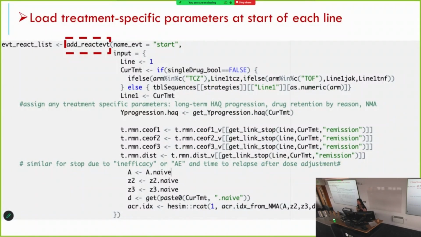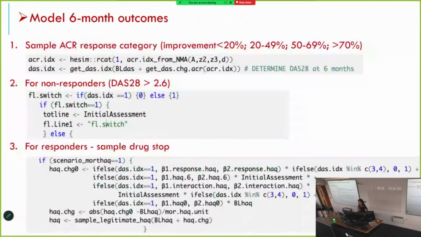And within each event, any assignment of new input parameters and any changes that occur within that event should be activated using the add react event function. For example, here at the start of the first line, I specify the treatments used for different arms and also allocate the treatment-specific parameters. A suggestion here is to try to keep consistency in naming the drugs throughout, so it's easier to use different lookup functions to allocate the corresponding parameters for the specific treatment.